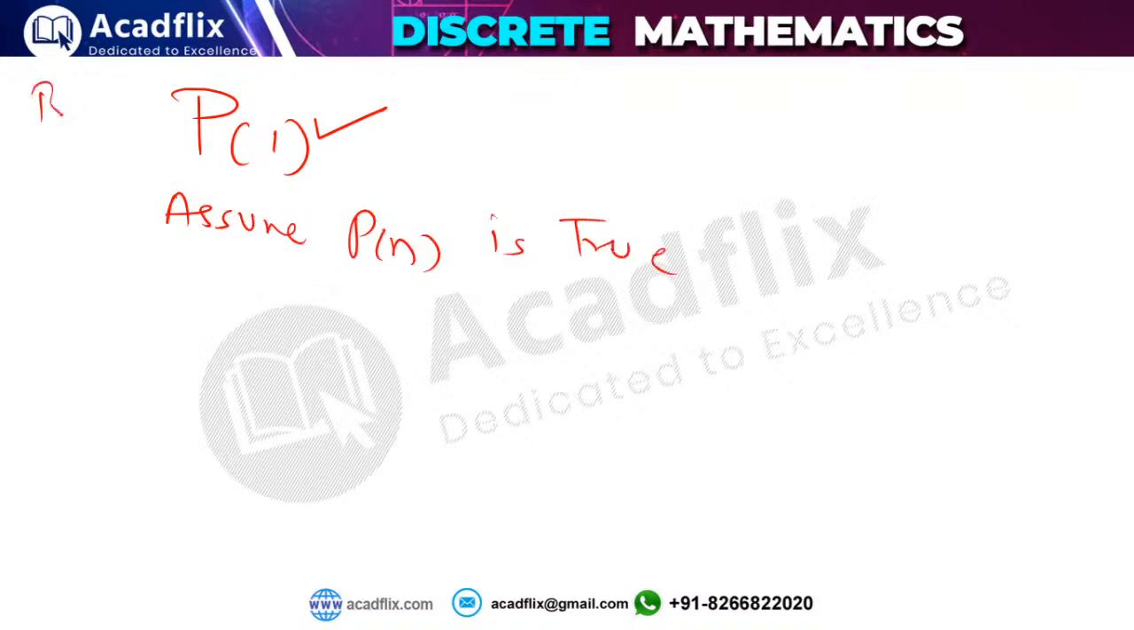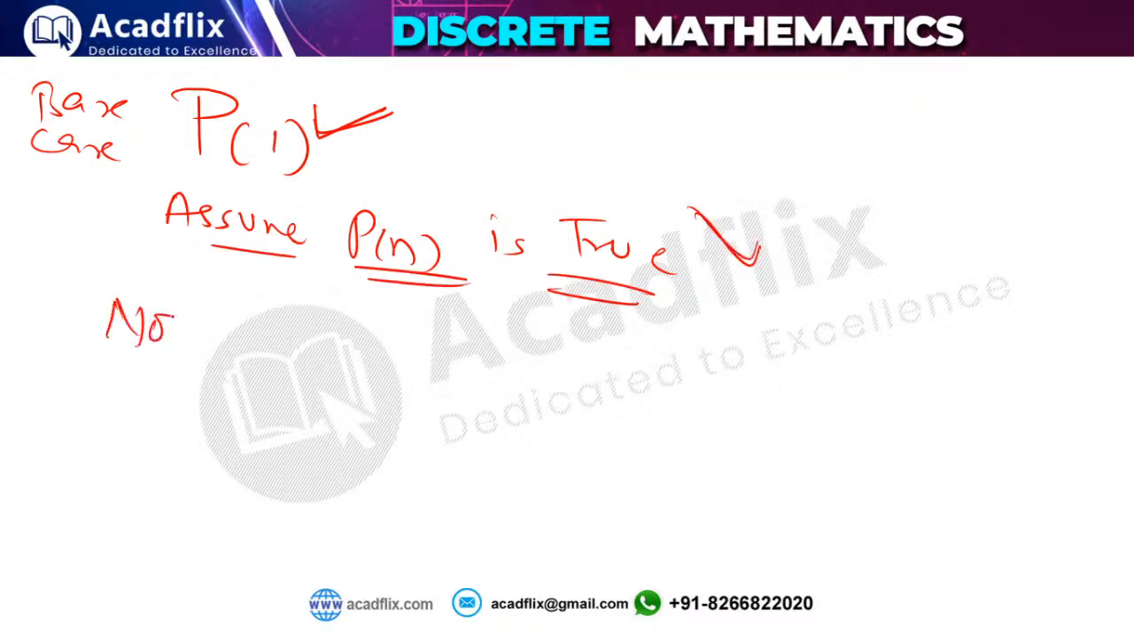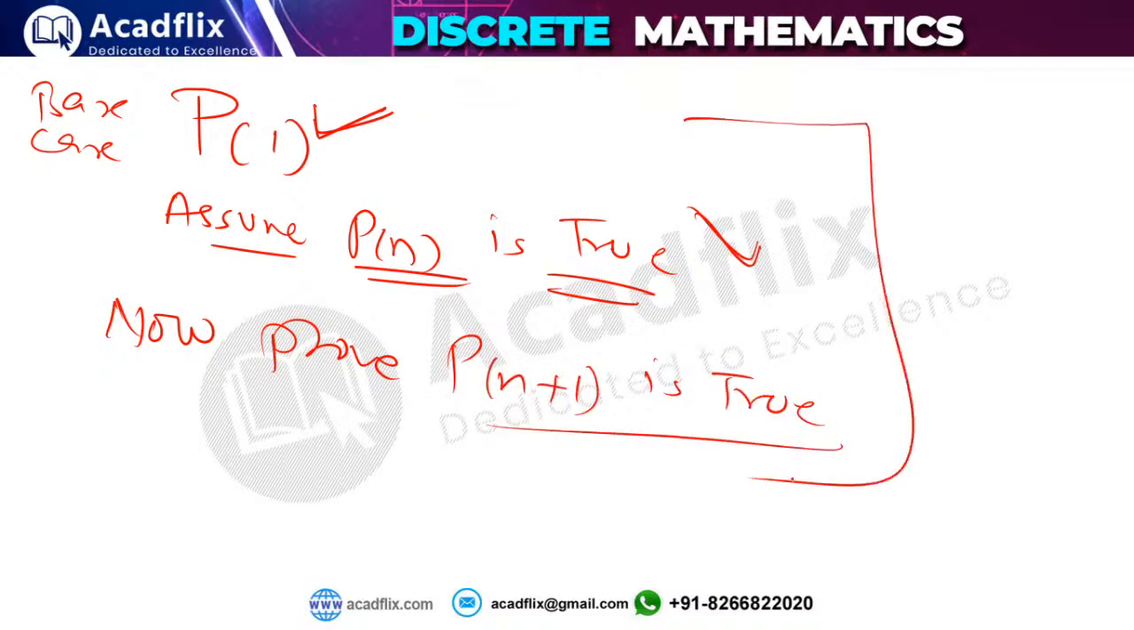This is called the base case. You have shown it. Now assume that Pn is true. This is your assumption. Now prove that Pn plus 1 is true. This complete thing is known as mathematical induction.